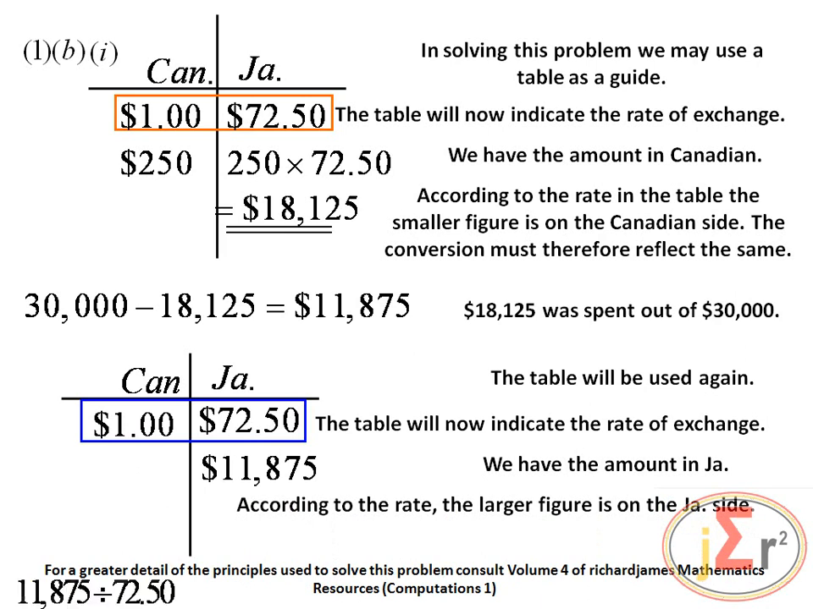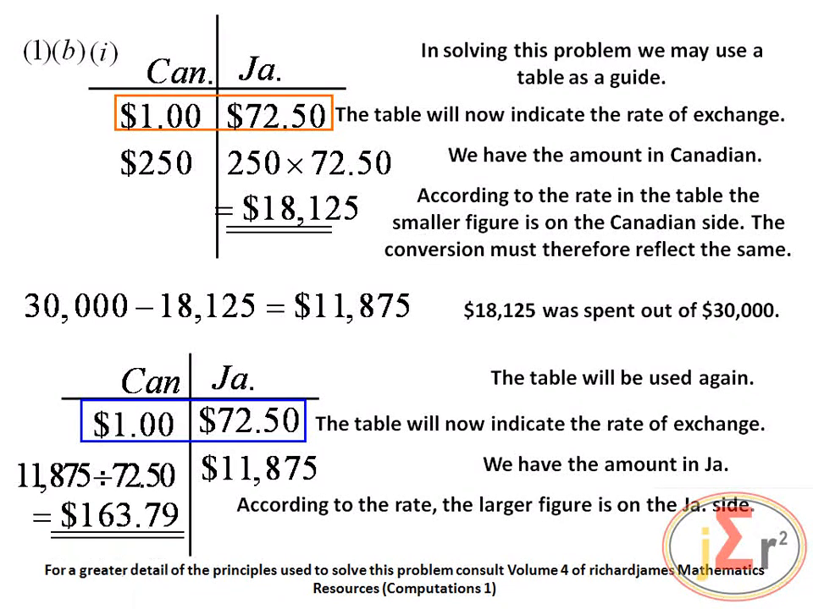72.5. So 11,875, we divide that by 72.5, and the result is 163.79, or $163.79 Canadian.